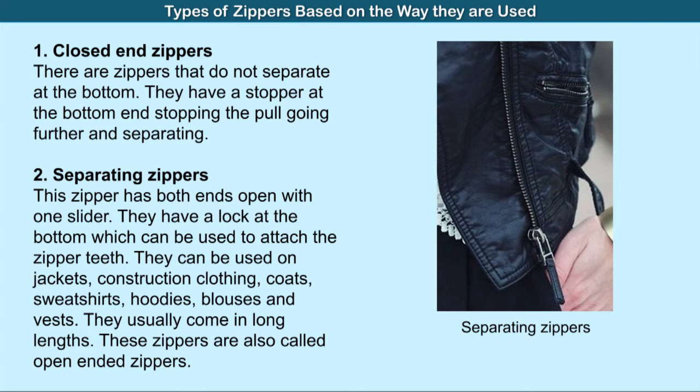This type of zipper can be used in jackets, construction clothings, coats, sweatshirts, hoodies, blouses, vests, where the whole two parts have to be opened. They usually come in long lengths. These zippers are also known as open end zippers.